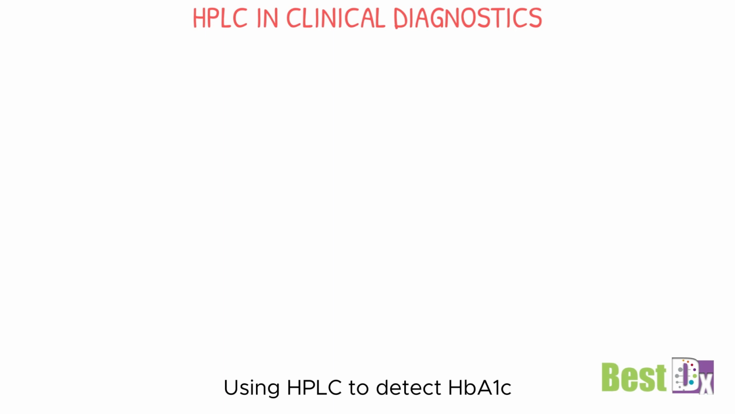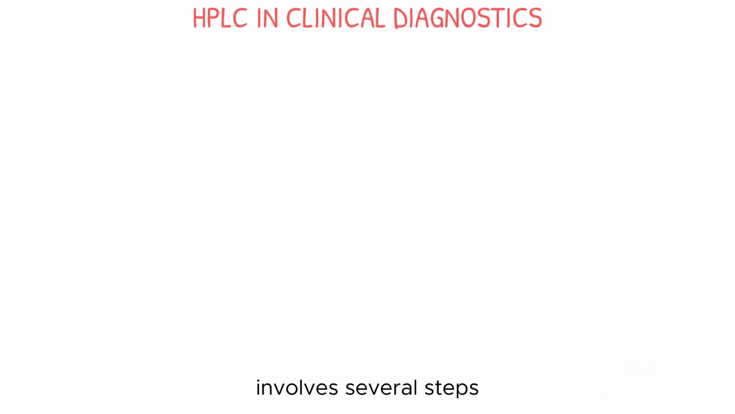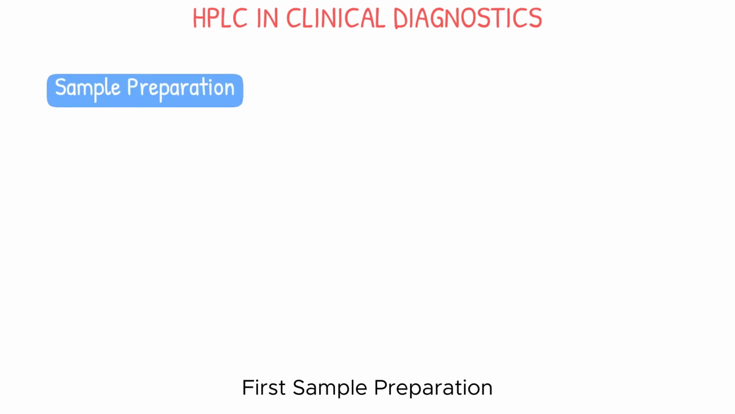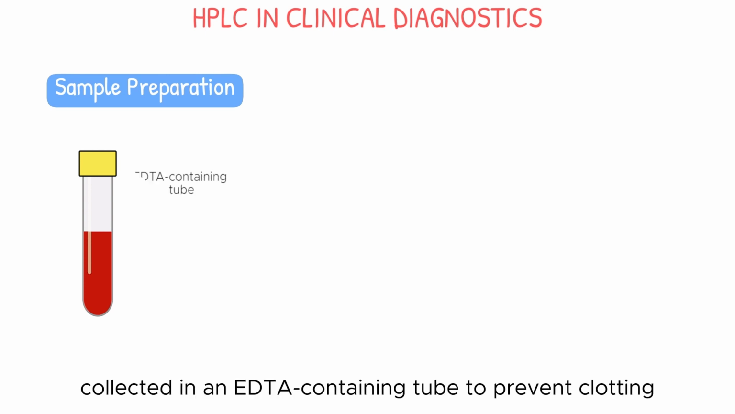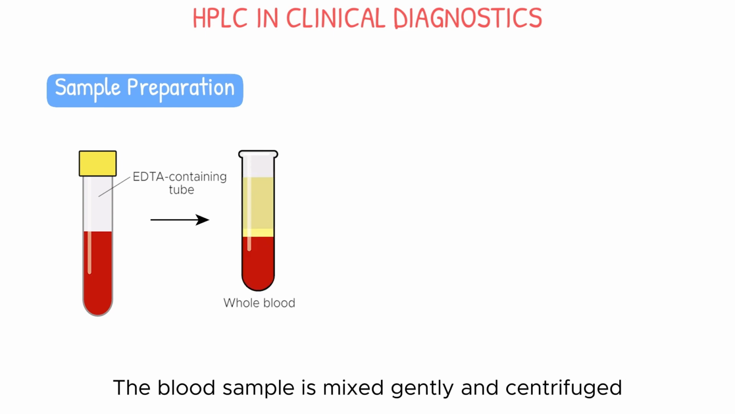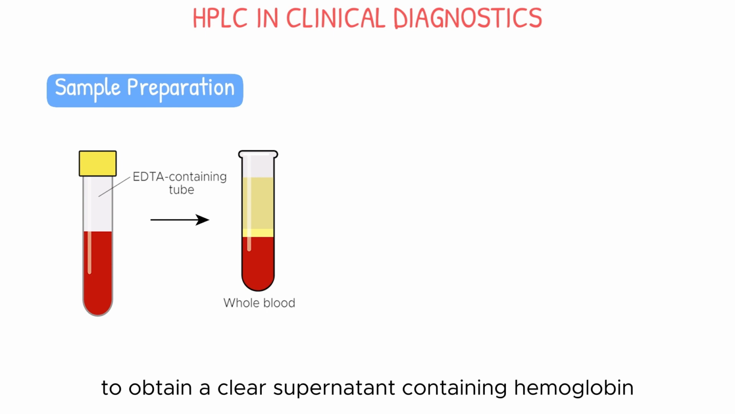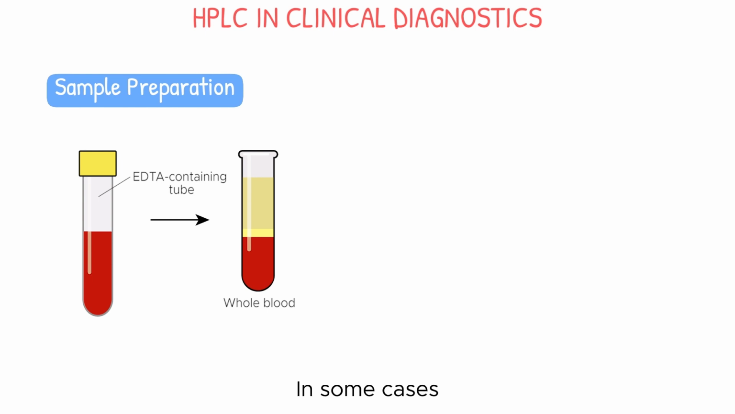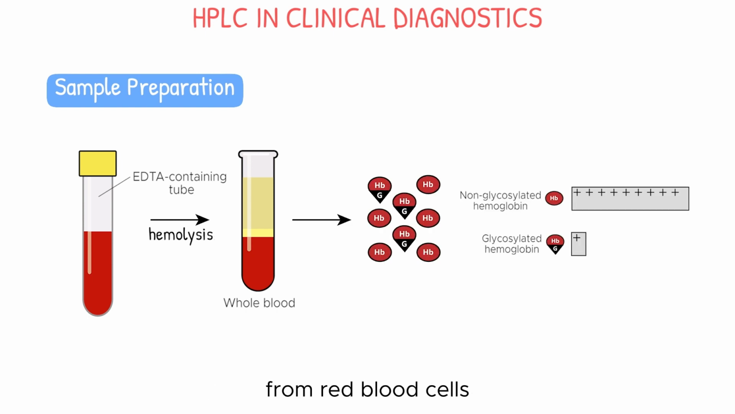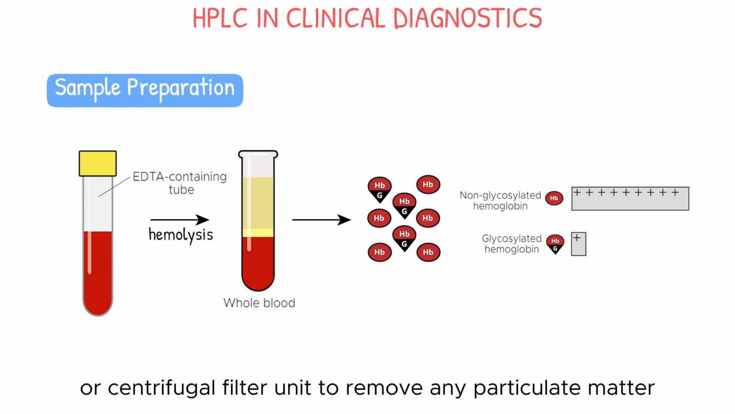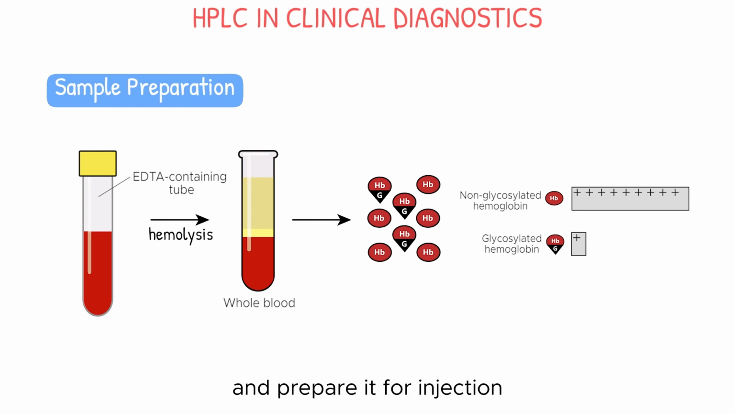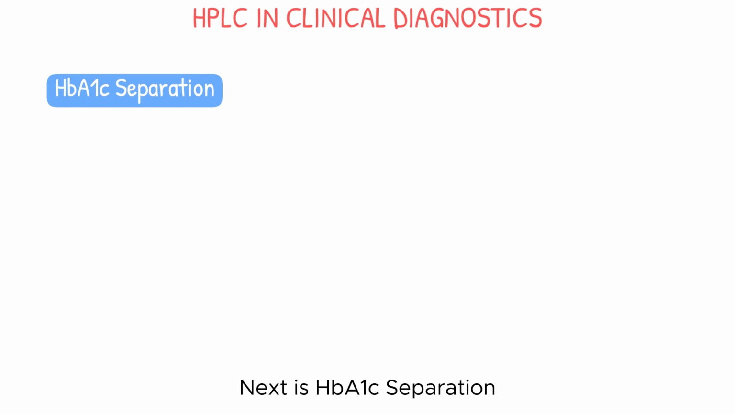Using HPLC to detect HbA1c involves several steps. First is sample preparation. HbA1c testing typically requires a whole blood sample collected in an EDTA-containing tube to prevent clotting. The blood sample is mixed gently and centrifuged to obtain a clear supernatant containing hemoglobin. In some cases, a pre-treatment step such as hemolysis may be needed to release hemoglobin from red blood cells. The sample is then filtered through a syringe filter or centrifugal filter unit to remove any particulate matter and prepare it for injection.